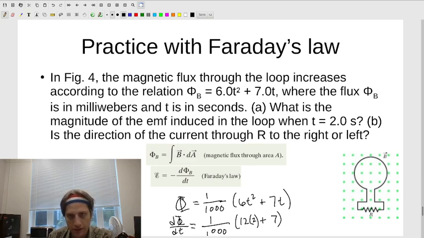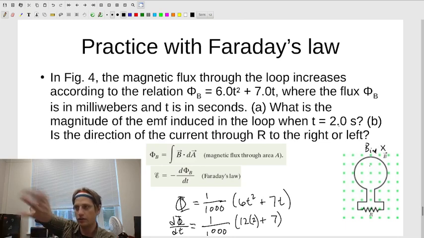Now, the second question asks, is the direction of the current through R to the right or left? Well, the induced magnetic field is always opposing the direction of change. So the field is getting bigger coming out of the page, so the field that is induced is actually going to be going into the page. We'll talk about this more in the next video. So B induced is going into the page.